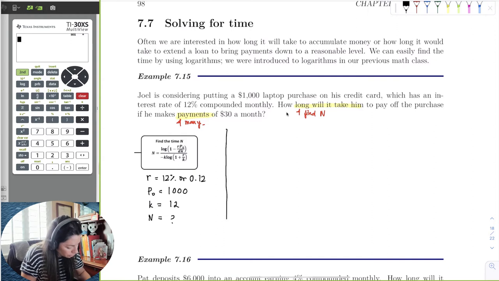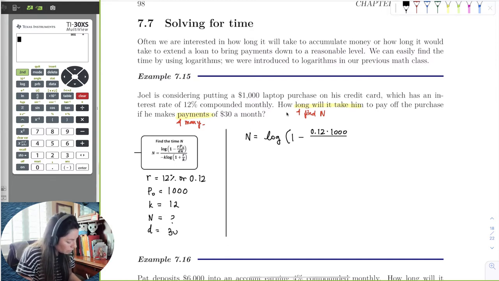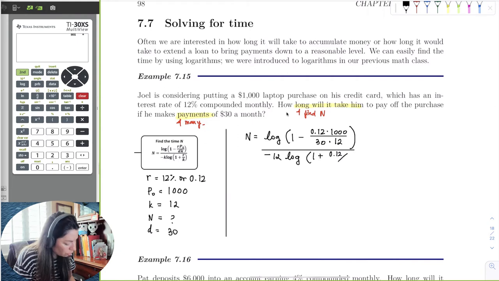So now, there's our formula. Let's go ahead and plug and chug. So N will be equal to log, which is just a button on our calculator. Don't get nervous. 1 minus R, so 0.12, times P sub 0, 1,000, divided by the monthly payment D, which was $30, times K, which is 12 times per year, divided by negative K, so negative 12 times per year, log 1 plus the rate, 0.12, over K, which is 12.